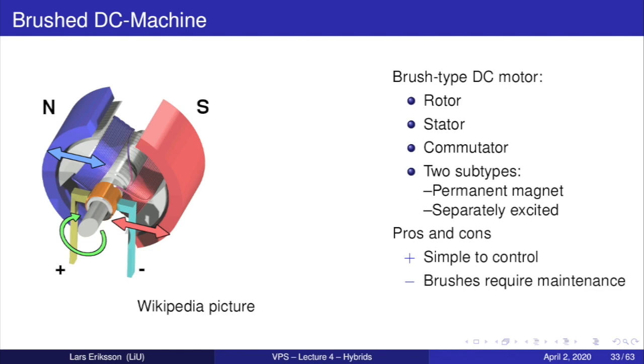The pros and cons with this type of machine is that it's very simple to control. We just apply a voltage to these poles and it will start rotating. The drawbacks is that the brushes that are sitting here, these are called the brushes that are sitting on the connectors, they need maintenance. We need to service them.